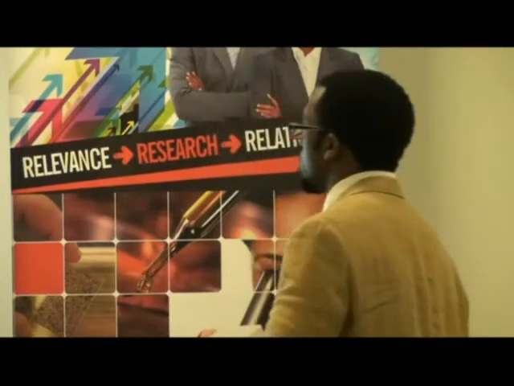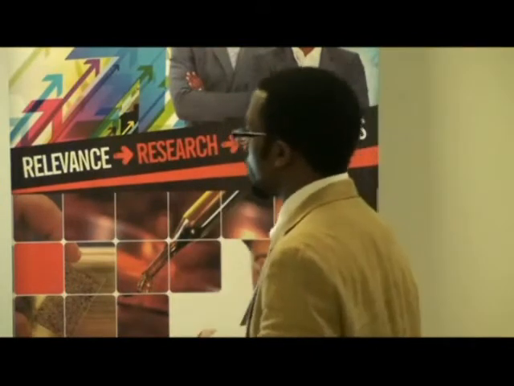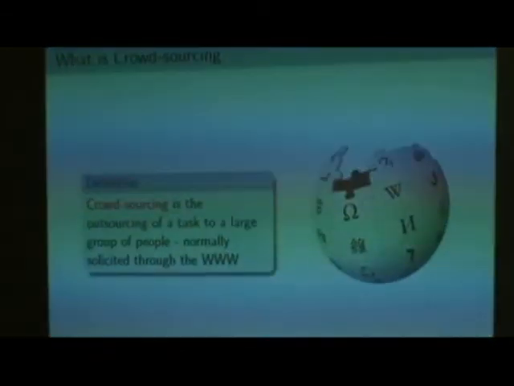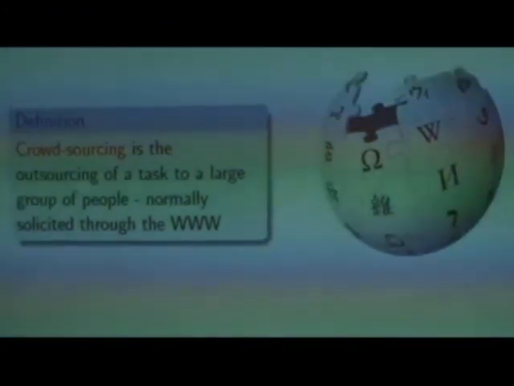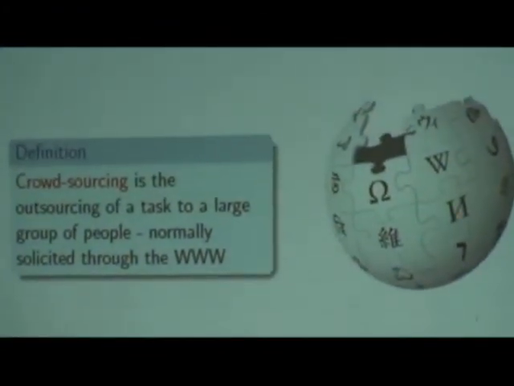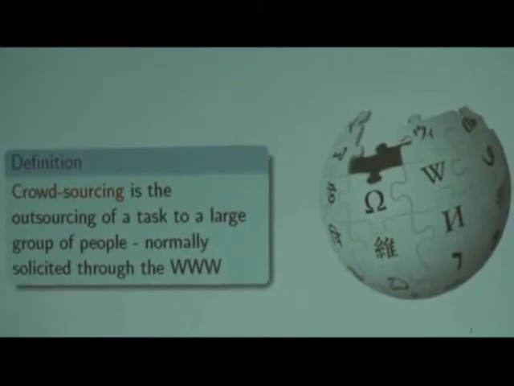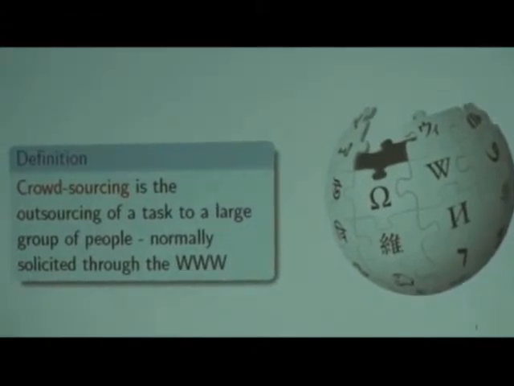So crowdsourcing is the outsourcing of a task to a large group of people, normally solicited through the World Wide Web. Corporations use it, like Flickr. Some of you may have used Flickr. And nonprofit organizations use it as well.